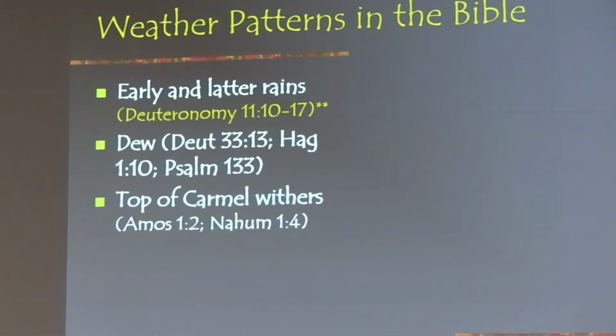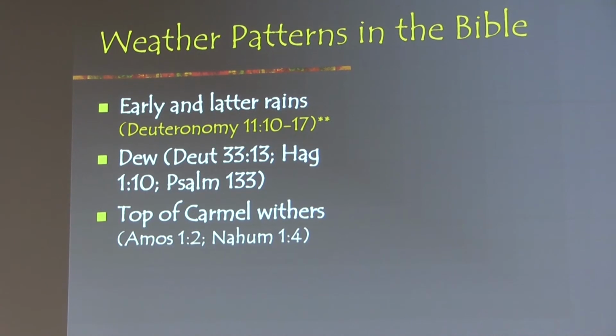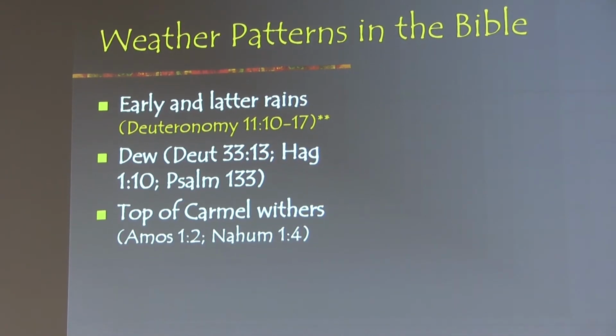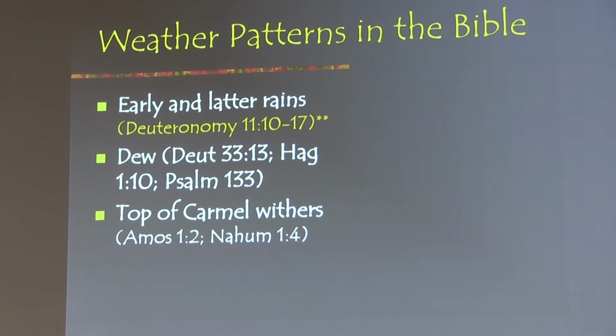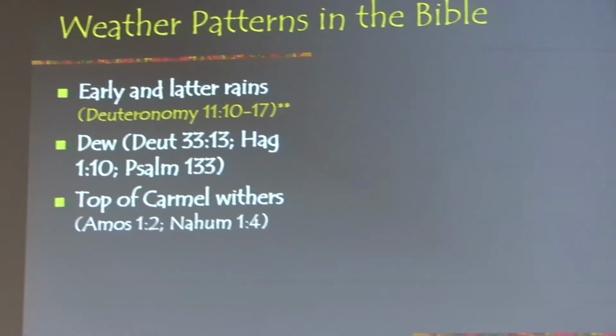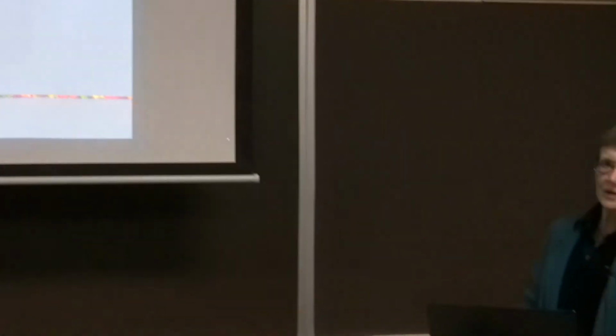Mount Carmel, when we looked at our map, I waved my pointer at it for just a moment there. Mount Carmel juts right out into the Mediterranean Sea. It is high. It is farther west. It is a place that does have a significant amount of rainfall. When it withers, God's judgment is on the people. And both Amos chapter 1 verse 2 and Nahum chapter 1 verse 4 talk about the top of Carmel withering.